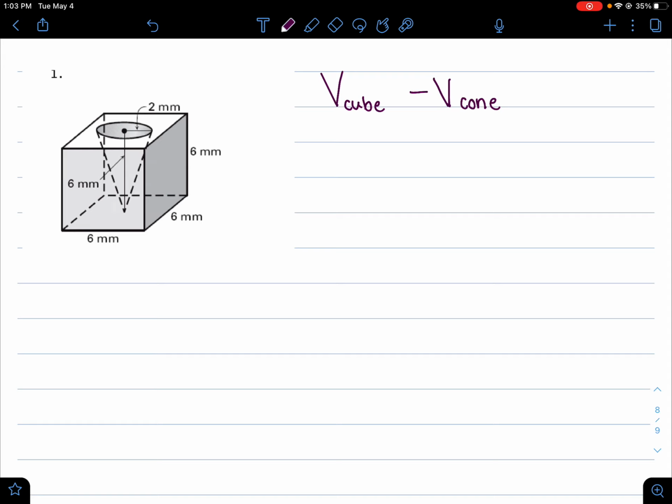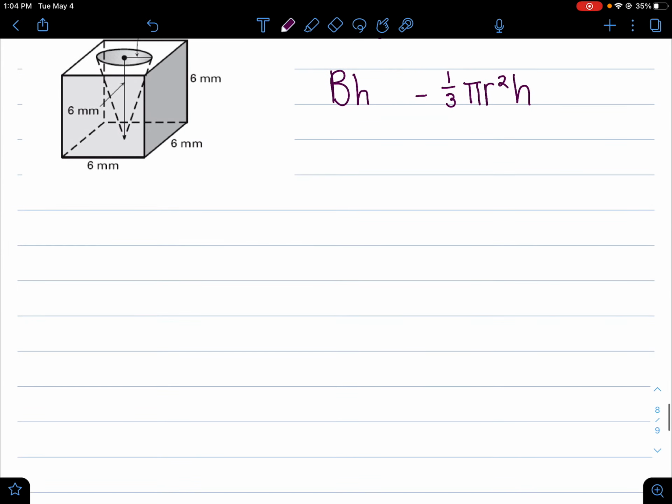Volume of a cube is going to be area of the base times height. And the volume of a cone is going to be 1/3 area of the base times height, or 1/3, since the base is a circle, pi r squared times height. And so let's get started.